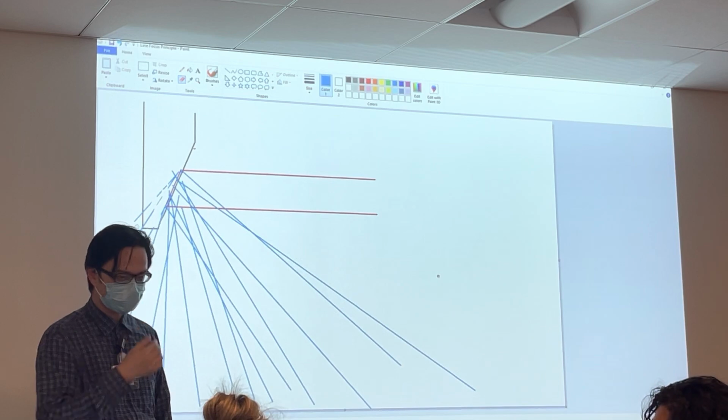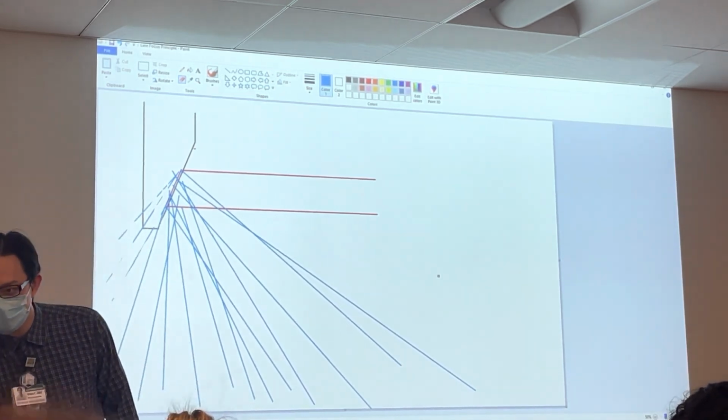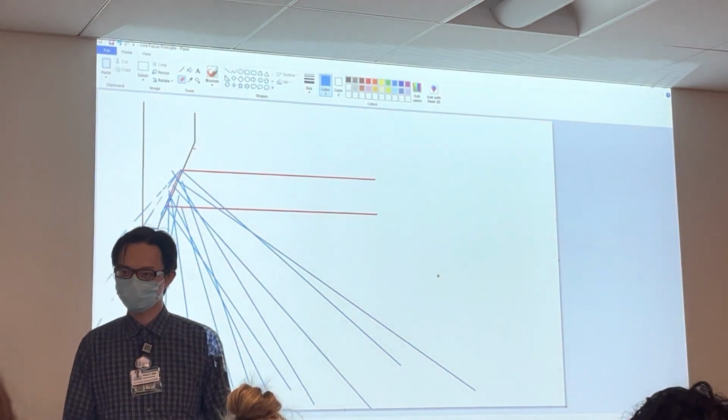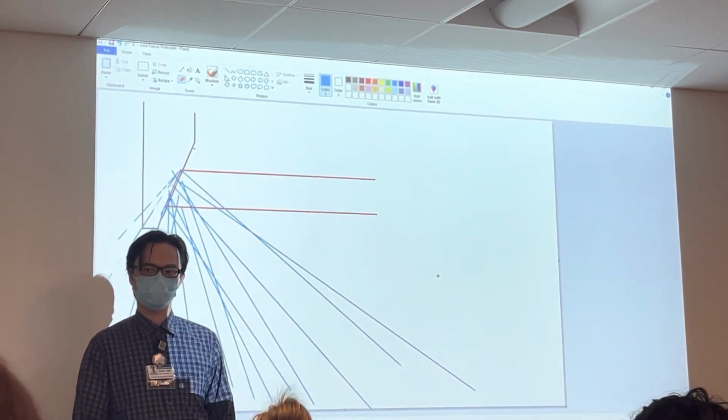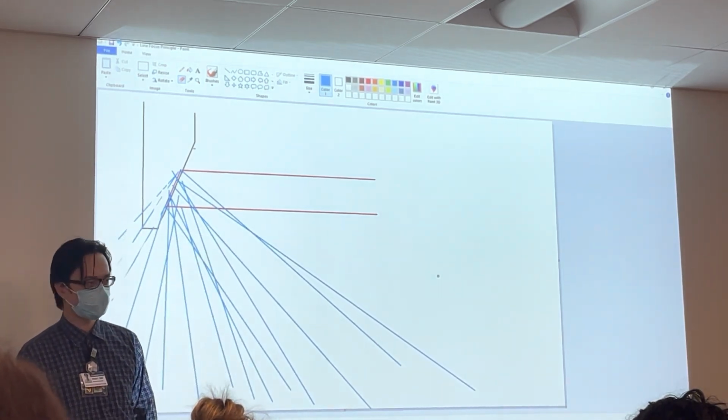So that's all we need to know for the anode heel effect, just to remember that the thicker part goes on the cathode side, otherwise they'll burn out.